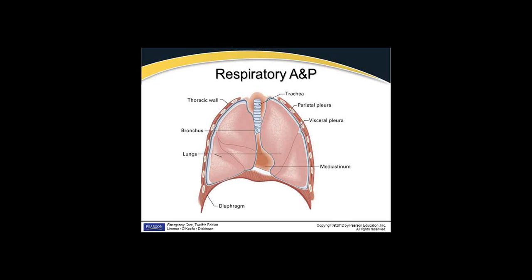Remember the pleura: the visceral pleura covers the outside of the lung, and the parietal pleura covers the inside of the chest wall. It's the purpose of the pleura to cut down on friction and to keep the surface tension so the lungs don't deflate.